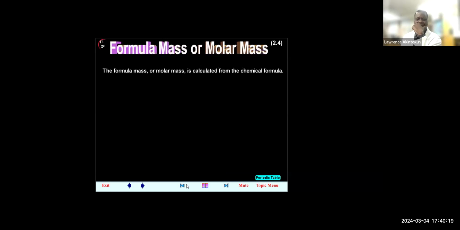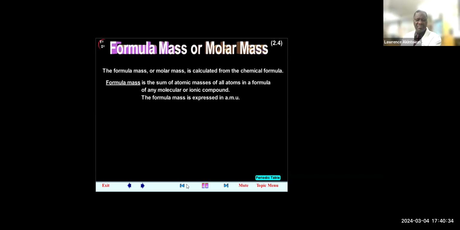The formula mass, or molar mass, is calculated from the chemical formula. Formula mass is the sum of atomic masses of all atoms in a formula of any molecular or ionic compound. The formula mass is expressed in AMU. Molar mass is the sum of atomic masses of all atoms in a mole of molecules. The molar mass is expressed in grams per mole.